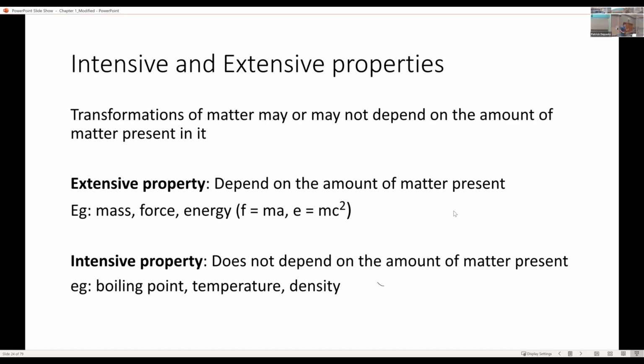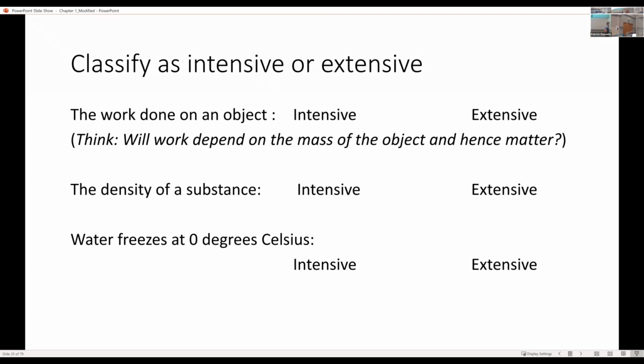Nice. Okay. Any questions on that? Intensive, extensive? No? All right, let's do questions. So the work done on an object. What work is, we kind of skipped that slide. Work is the force that you put on something over a distance. So do you think the work will depend on the amount of stuff you have?